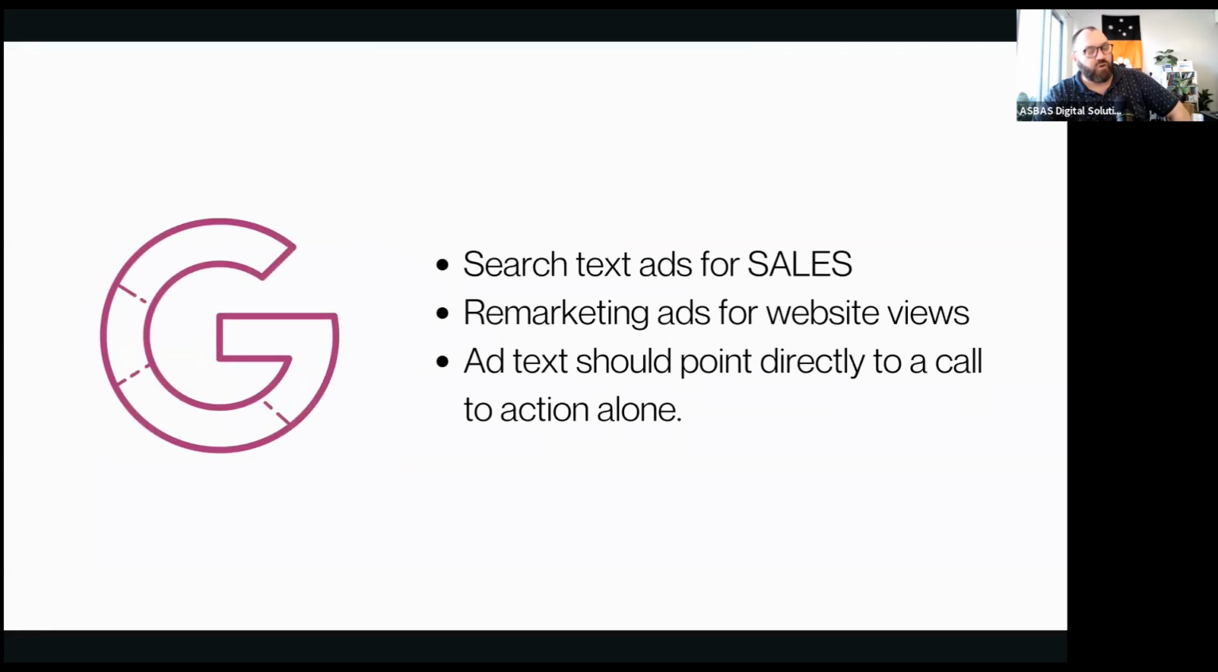How we do that in Google is we work on search text ads that are highlighted for sales. So they're highlighted with what we call an objective of getting sales from our website or sales from somewhere.